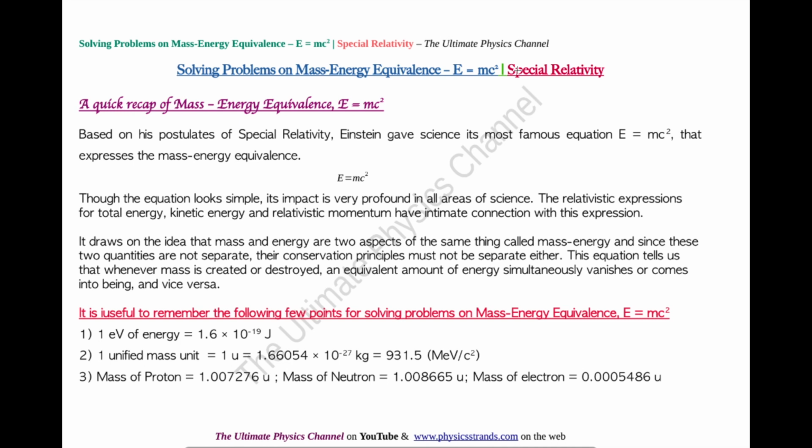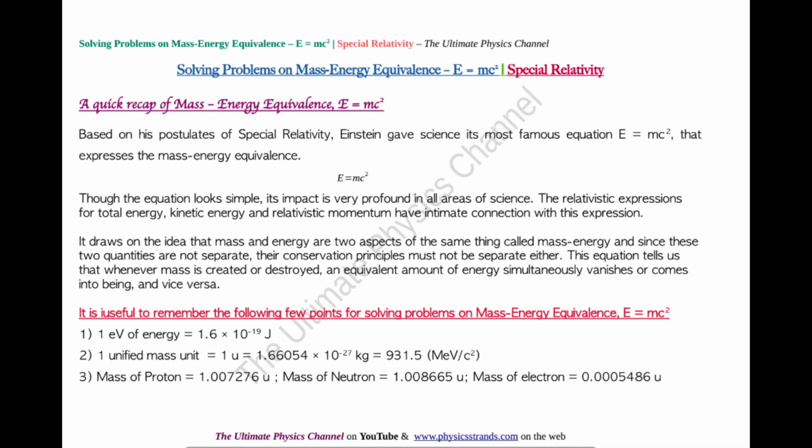The mass of the proton, the mass of the neutron, and the mass of the electron are some required quantities worthwhile to remember. The mass of the proton is 1.007276 u. For the neutron, it is 1.008665 u, and for the electron, it is 0.000548 u.